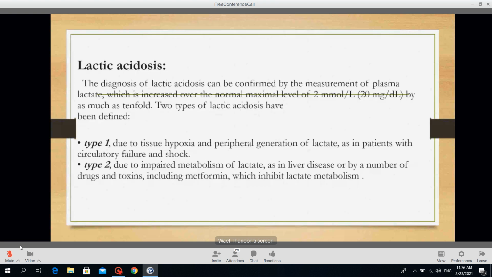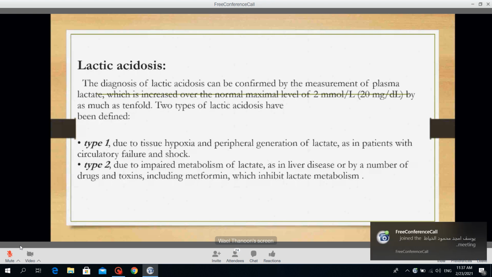Lactic acidosis. The diagnosis of lactic acidosis can be confirmed by the measurement of plasma lactate, which is increased over the normal maximum level of 2 millimole per liter or 20 milligram per deciliter, by as much as tenfold ممكن 10 أضعاف the normal range. Two types of lactic acidosis have been found. Type 1 and type 2 تعتمد على tissue hypoxia.